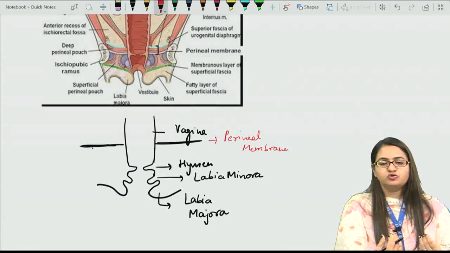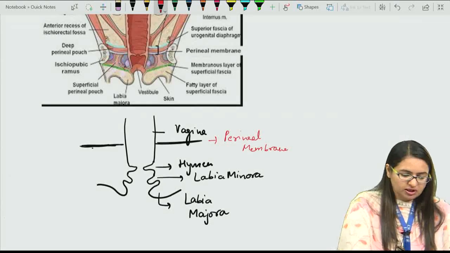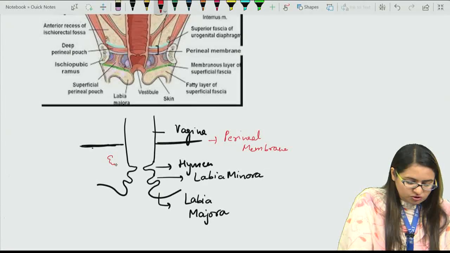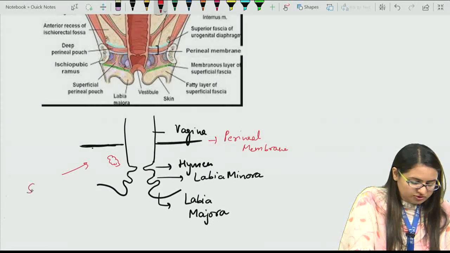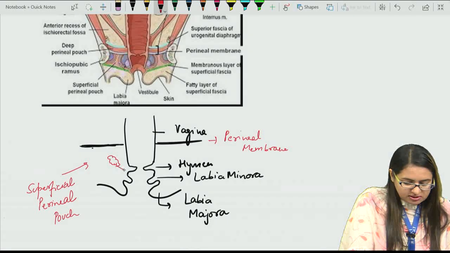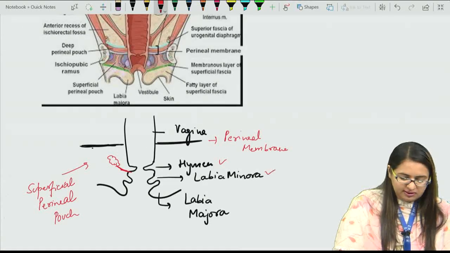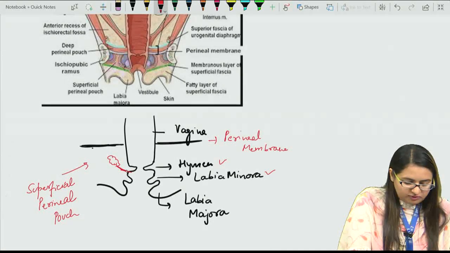Now the space superficial to the perineal membrane is the superficial perineal pouch, and the space deeper to it is the deep perineal pouch. This Bartholin gland is present in the superficial perineal pouch. The duct is going forwards and opening over here. The opening of the duct, if we see, is between the hymen and the labia minora. This is the point where it is opening.